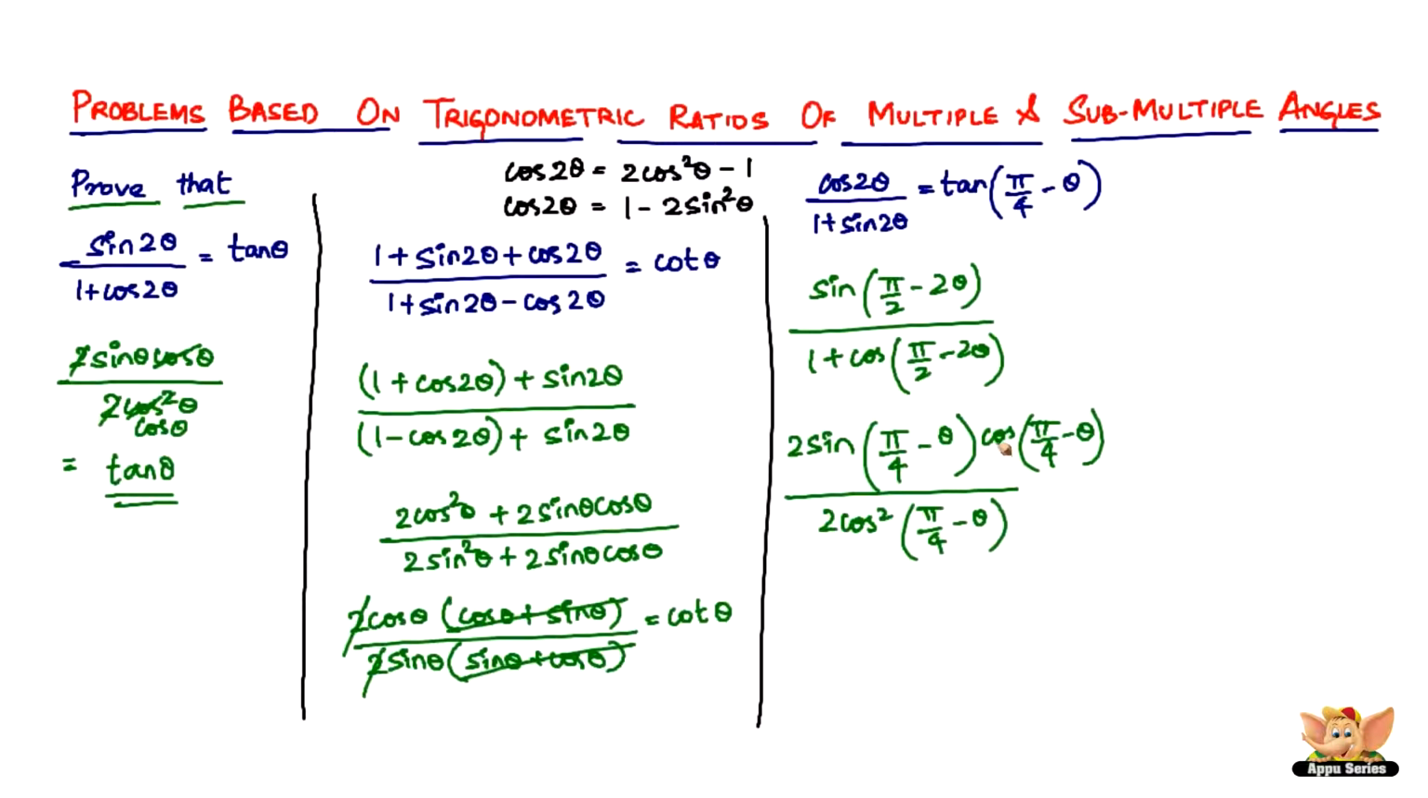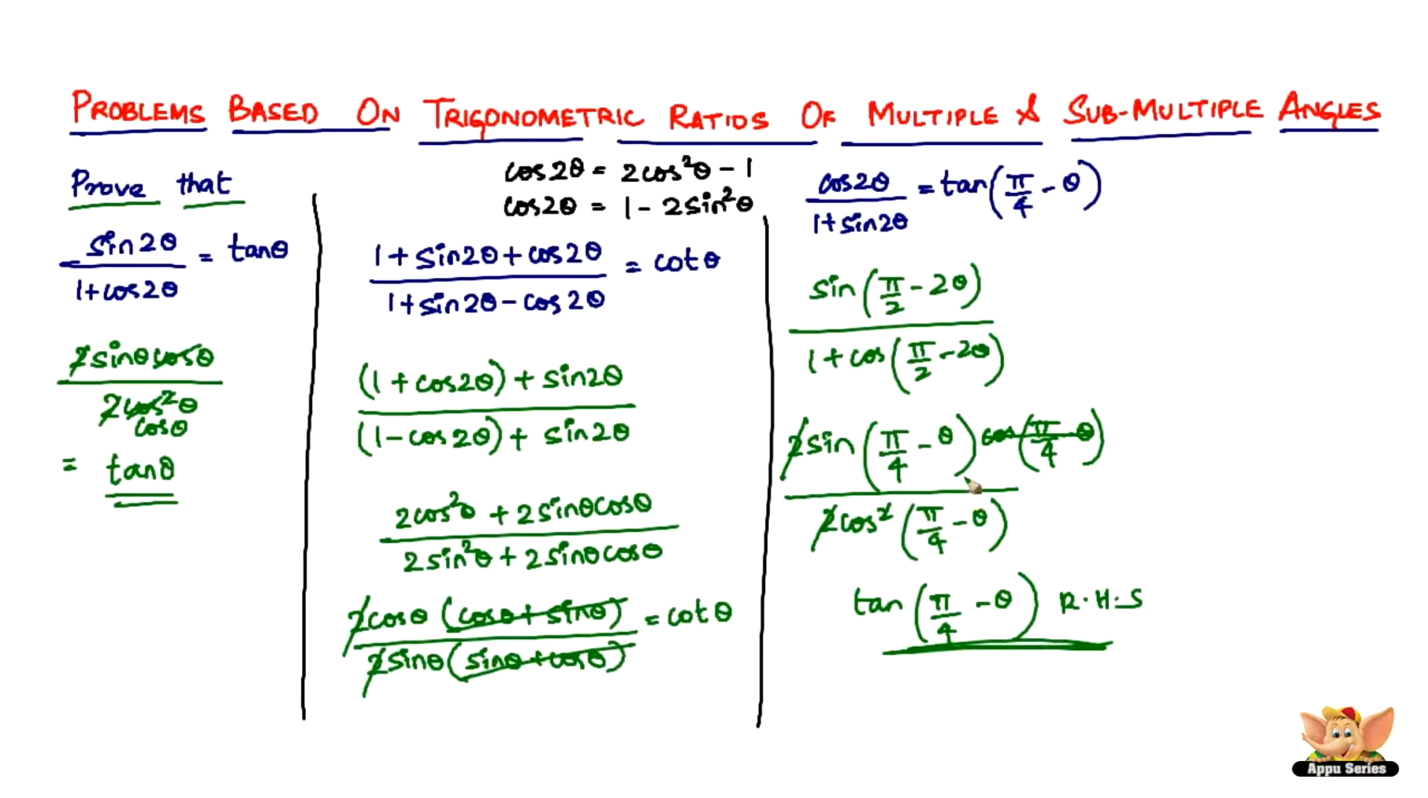So one of this is going to get cancelled. Cos pi by 4 and one of the cos is going to get cancelled. 2 and 2 gets cancelled. So sine of pi by 4 minus theta divided by cos of pi by 4 minus theta equals tan of pi by 4 minus theta. So now I'm sure you got why we had to convert cos into sine and sine into cos, because sine by cos is going to give you tan. And why using this formula particularly? Because we needed that exactly. So that's why we use that.